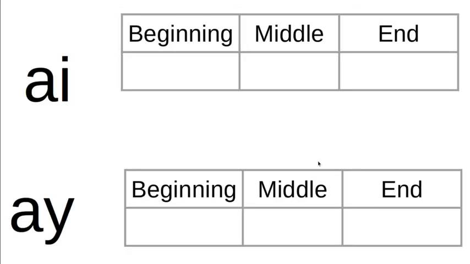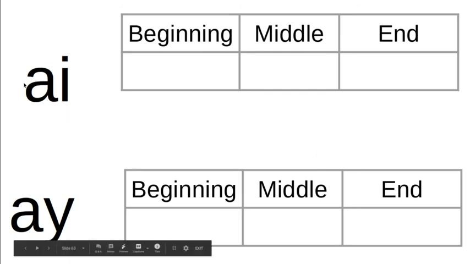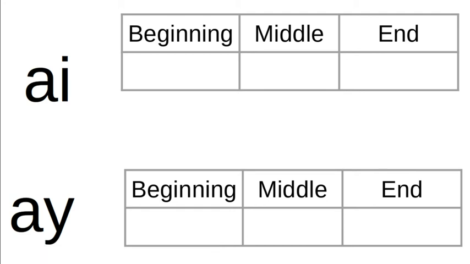All right, so let's review when we use AI and when we use AY. Does AI ever come at the beginning of words? Yes, like the word aim. Is it ever in the middle of words? Yes, that is usually where we find the AI sound. Is it ever at the end of a word?